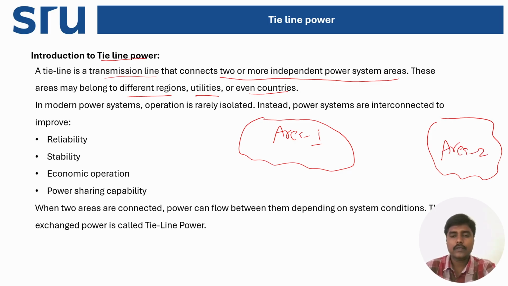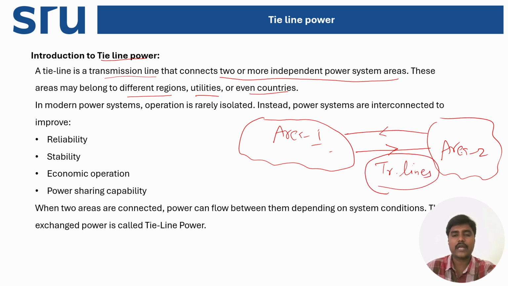In the real scenario, sometimes there may be a requirement of taking power from area 1 to area 2 in this direction, or after some time there may be a requirement of taking power from area 2 to area 1 in this direction. For that, we need to establish an electrical connection between these two areas by using some transmission lines. These particular transmission lines which connect these two independent power system areas are called tie lines.